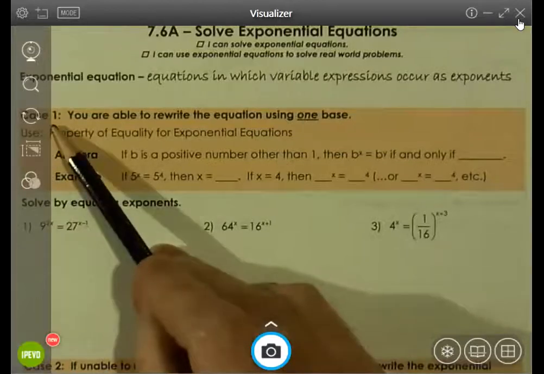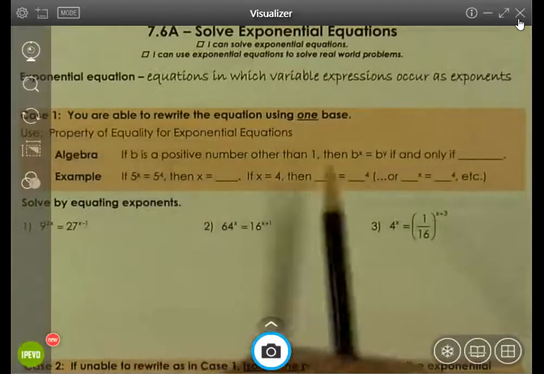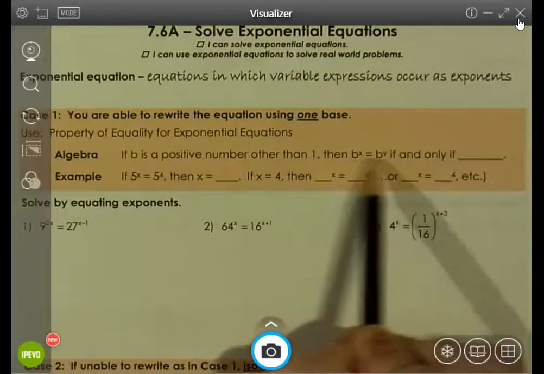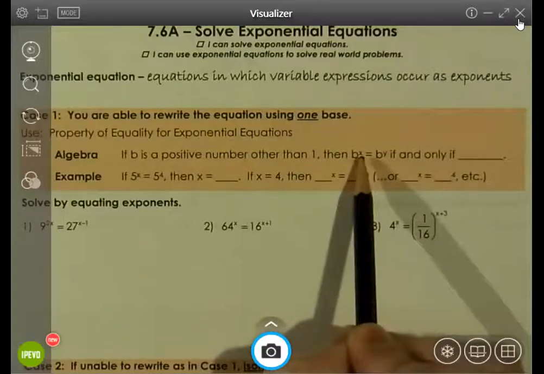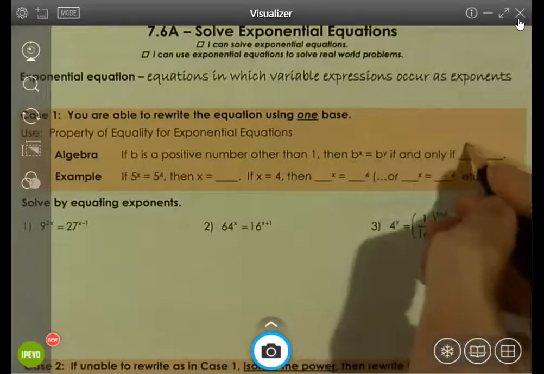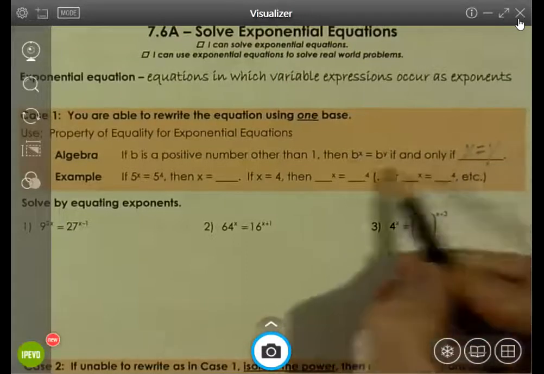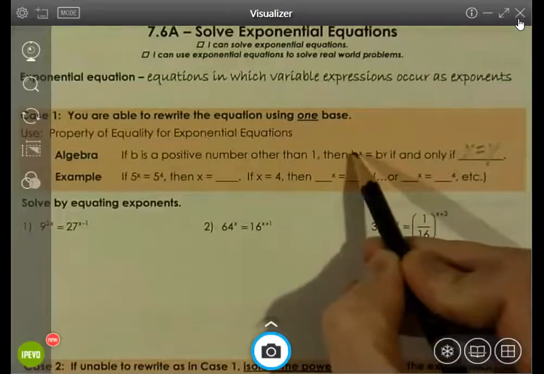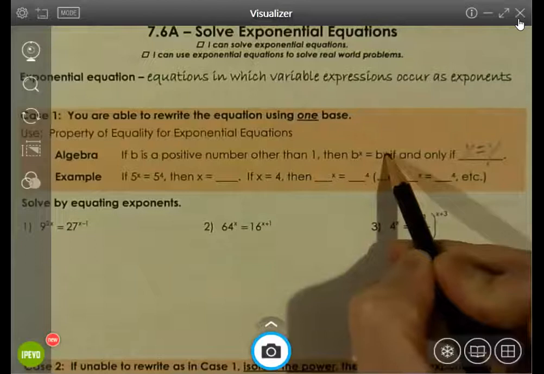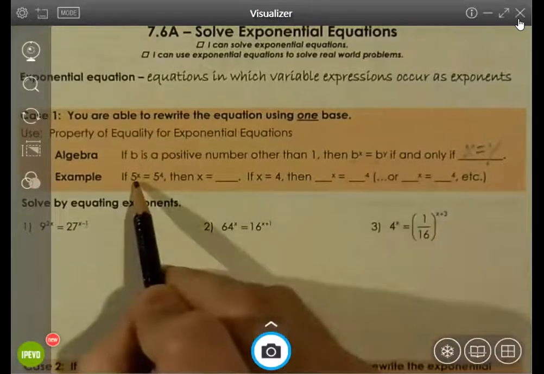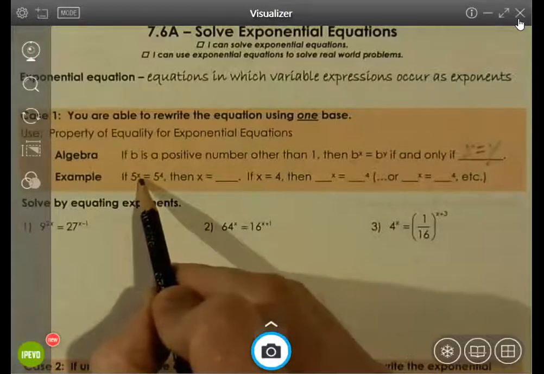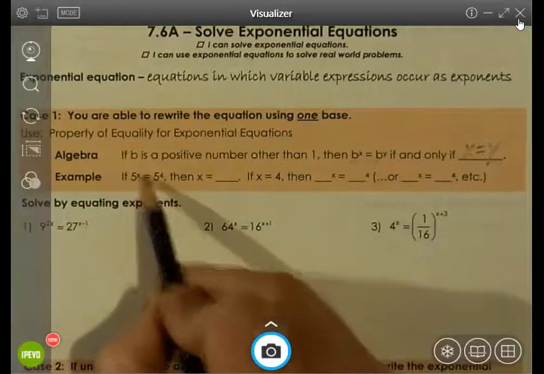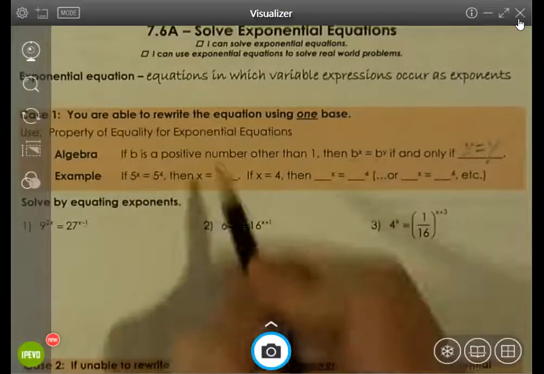So we have different cases. We have a case when the bases can become the same. If you can get the bases the same, then the x and y have to be equal to each other. If you have an equation that has two bases, then their exponents have to equal each other. So in this case, 5 to what power is going to equal 5 to the 4th power? Well, clearly 5 to the 4th is going to equal 5 to the 4th. So x has to equal 4.